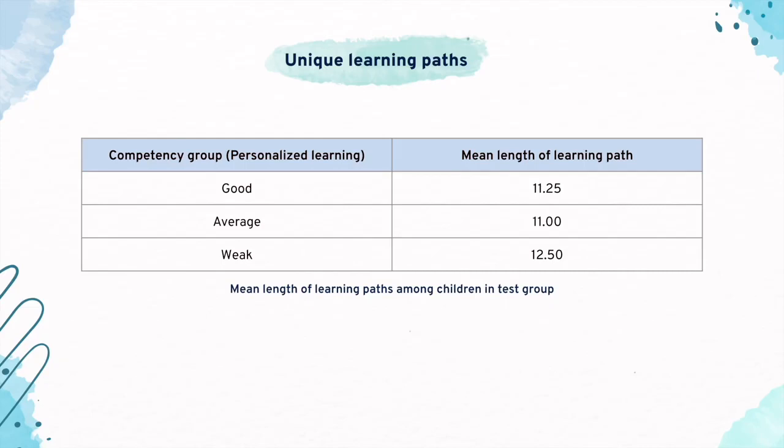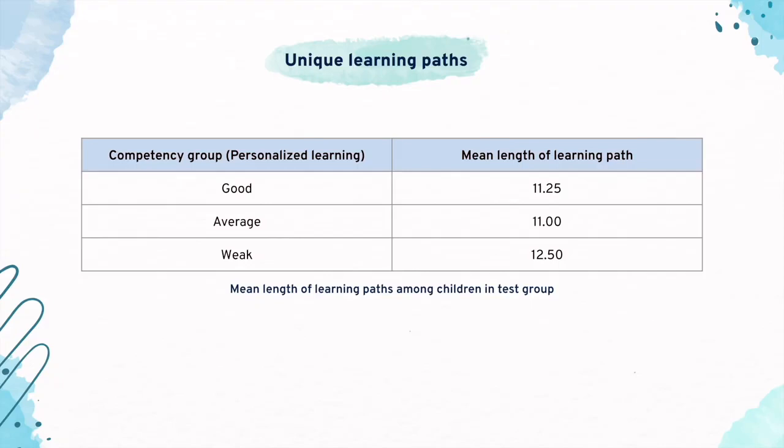path children, as we can see, there are 3 competency groups, which is good, average, and weak. So the mean length of learning path is calculated as such, in which the number of attempts for a coding concept is totaled up together with all the students in that competency group and divided by 4. Why 4? Because each of this group of competency has 4 children distributed equally.